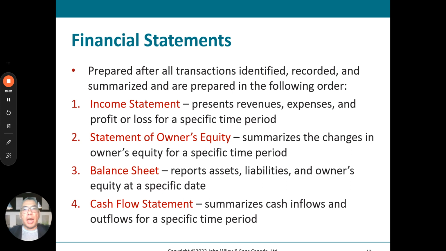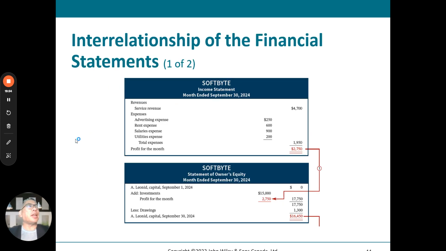Look at the interrelation of the statements, the detail. We have the revenues here with all the expenses, 1950. We got a profit of 2750. When we get a profit of 2750, all of this profit is going to go to the investment or retained earnings. And we also have a withdrawal here. We got the total of 16,450. Look at this, the detail of the financial statement.